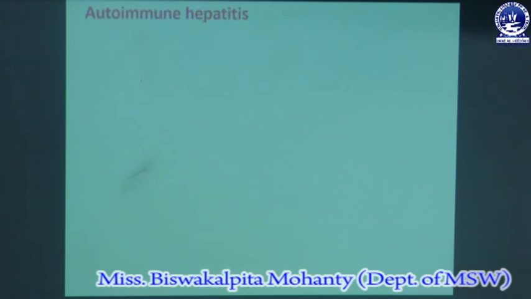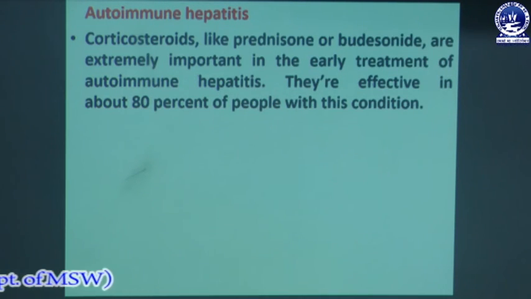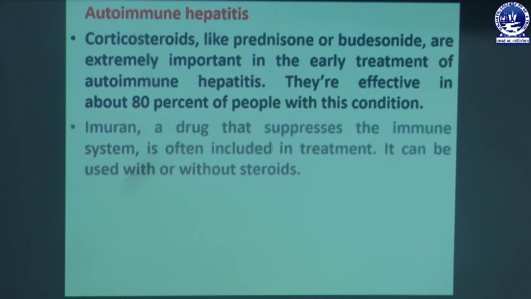And next is autoimmune hepatitis. Corticosteroids like prednisone or budesonide are extremely important in the early treatment of autoimmune hepatitis. They are effective in about 80% of people with this condition. Imuran, a drug that suppresses the immune system, is often included in treatment. It can be used with or without steroids.